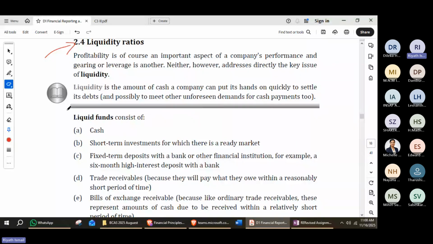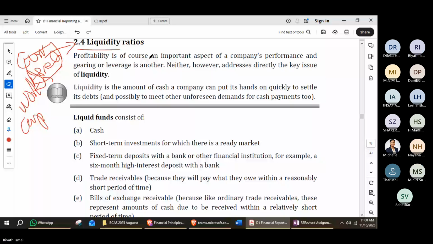Simply we call them current assets, working capital. Liquidity ratios are also called working capital ratios. Profitability is, of course, an important aspect of a company's performance, and gearing, which means leverage ratios. Neither, however, addresses directly the key issues of liquidity.